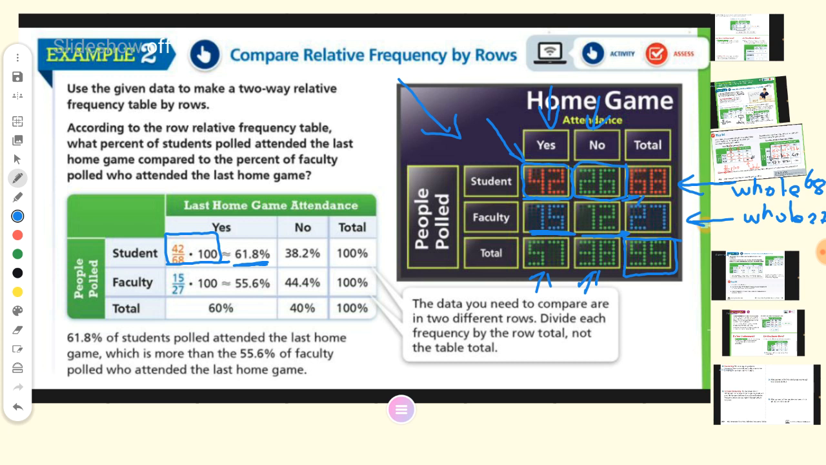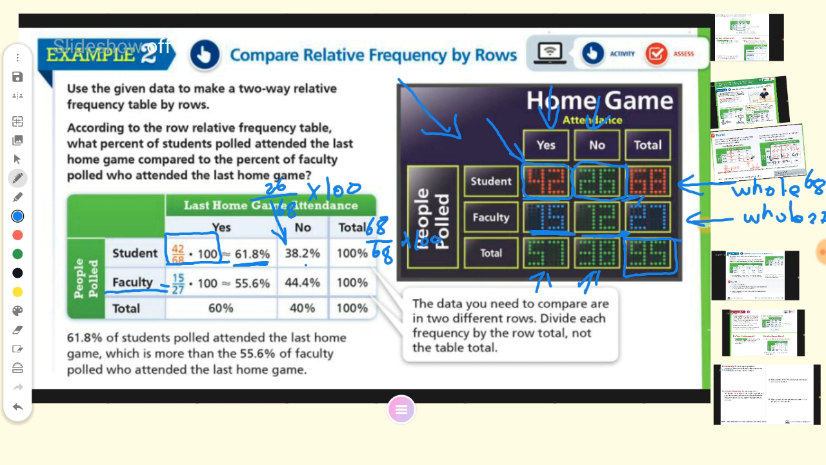61.8 approximately. Okay, then divided here 26 over 68 multiply 100, it will give me 38.2%, and at the last it's 100 because I will multiply what? 68 by 68 multiply 100, which is giving 1 times 100, which is 100.